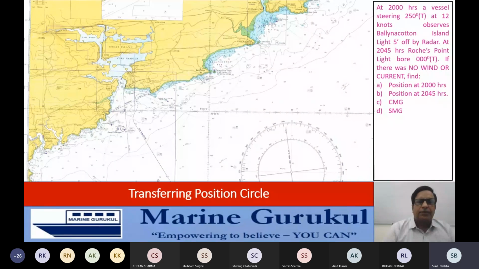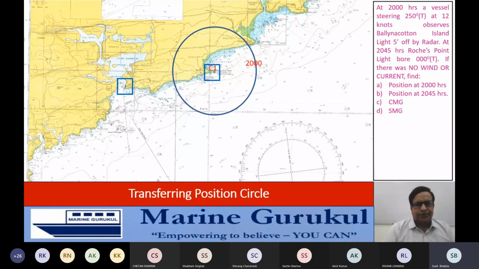First we identify the landmarks. Here is the Bellicotton Island light. This one is the Roche's Point light. There's a small correction. The name mentioned here is Bellinacotton. It is actually Bellicotton. The Bellicotton Island is center and radius of 5 miles. That's the radar range. We draw the circle with C1 as the center, and this is the circle for 2000 hours. We have another position line at 2045.